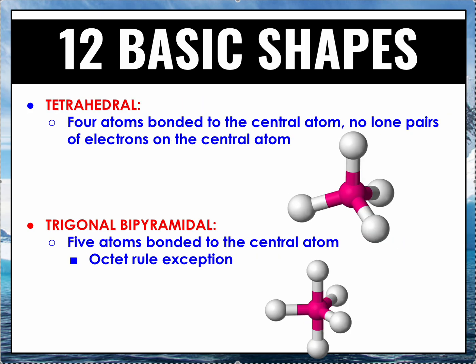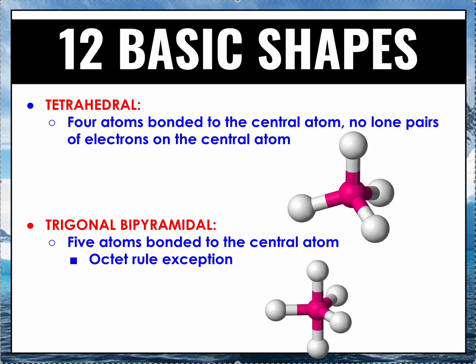Now, the next one we have is known as tetrahedral, where four atoms are bonded to the central atom, no lone pairs of electrons on the central atom. Now, this is essentially like your methane example, where we have a carbon in the center and four hydrogens surrounding it. So make sure we know that this is an example of methane. And methane, and the majority of carbon structures that have four bonds, will have that shape.